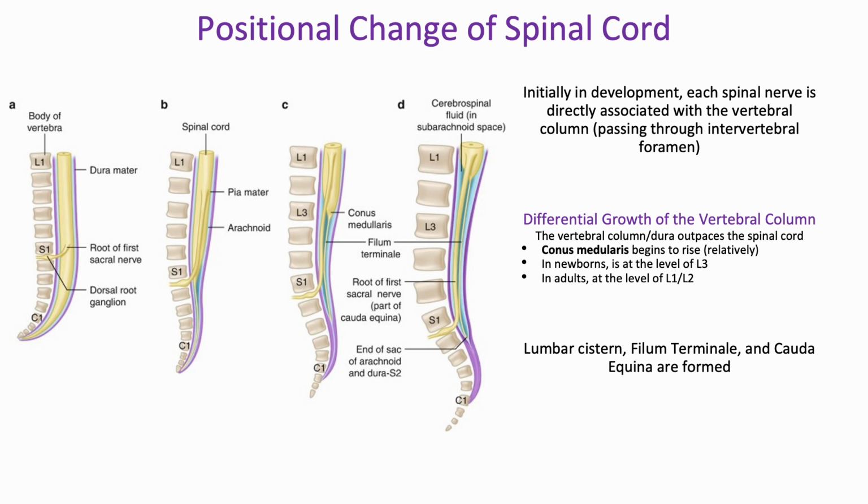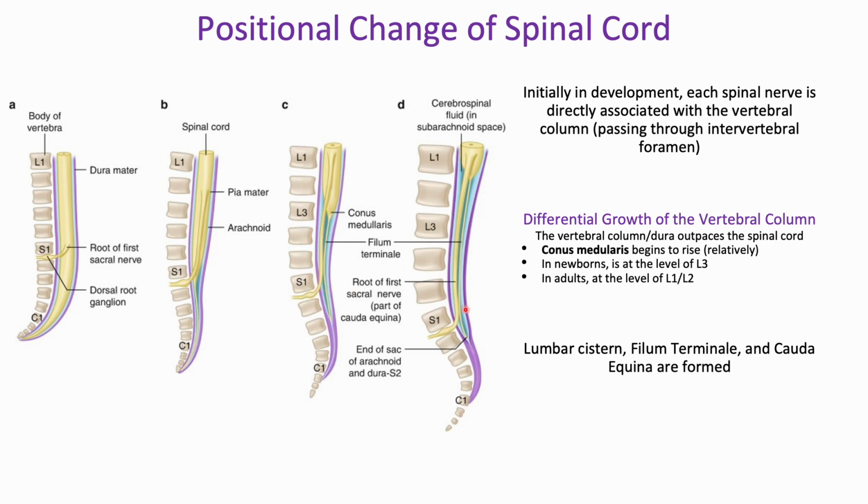So when we initially start development, this is happening directly anterior and posterior to one another. You have the L1 vertebrae corresponding directly with the L1 spinal segment. But as you grow in development, the spinal cord grows much slower than the vertebrae do. So the vertebrae are going to start growing faster and faster and faster, and these spinal roots that are going through the intervertebral foramen are going to be locked in place. So as the vertebral column continues to grow inferiorly, the spinal cord is locked into place, and it starts to stretch out these spinal roots.